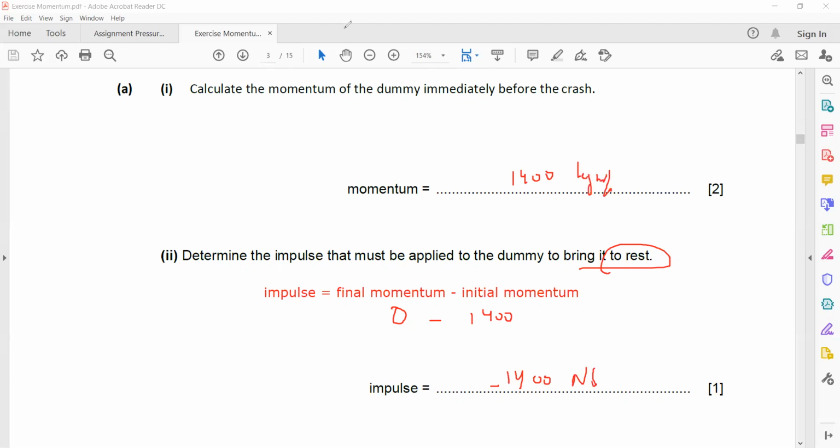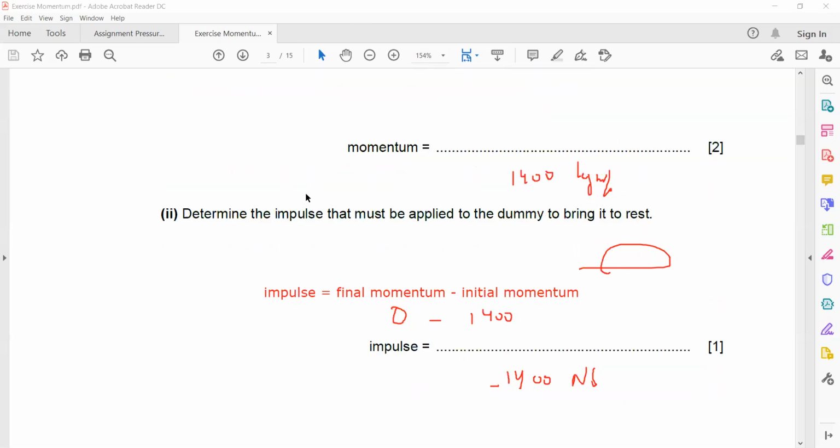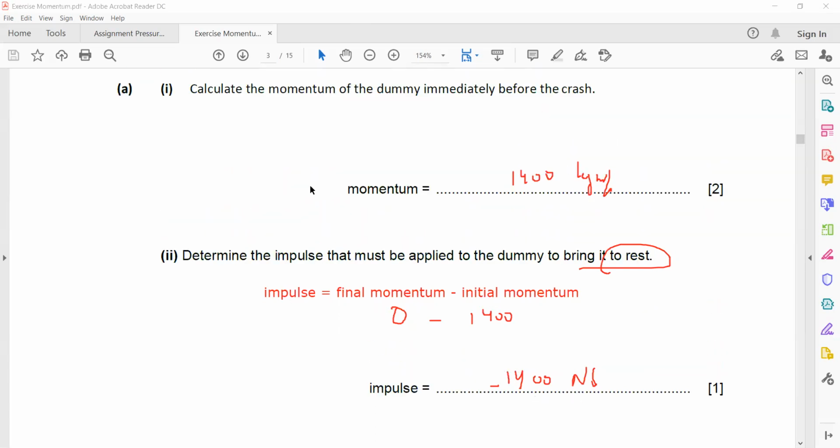Is it clear? Yes, sir. No, so my question is, I saw the mark scheme, 1400. So is it okay? It is right. It is right because actually, what happened?